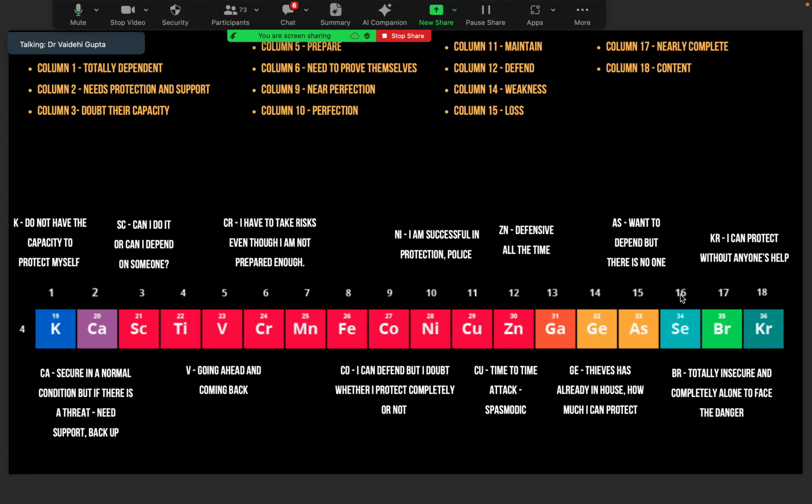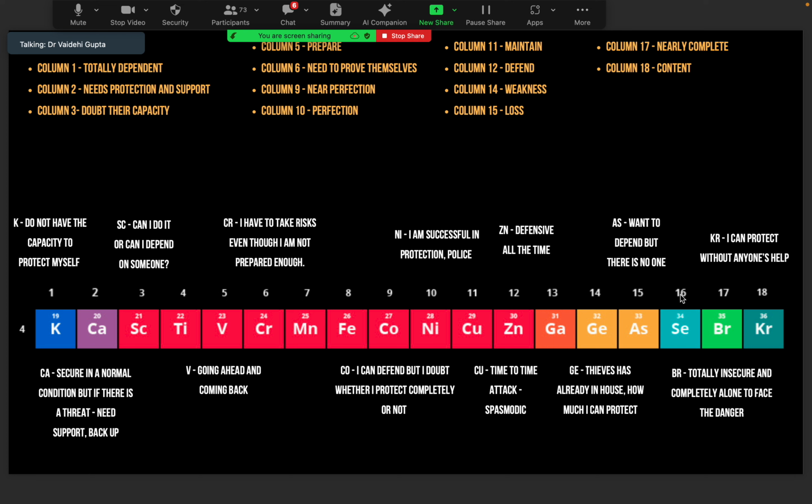Vanadium, going ahead and coming back. He is not prepared yet because it is column 5. Column 5 is about preparation. So they are not prepared yet. So they will just go ahead, then come back. Whether I should go, no go. Chromium, I have to take a risk even though I am not prepared enough, because it is the column to prove themselves. So they think, yes, I have to take a risk although I am not prepared yet. I have to get rid of that intruder.